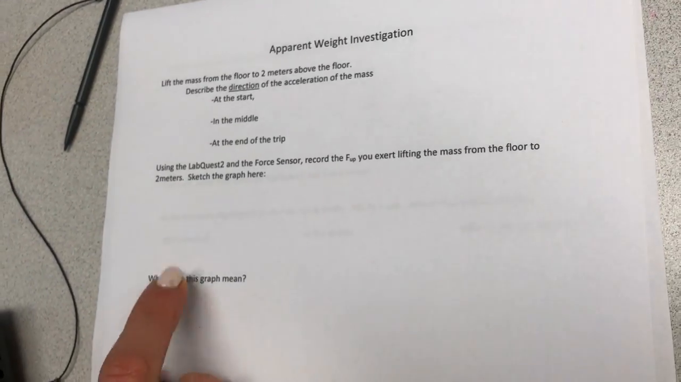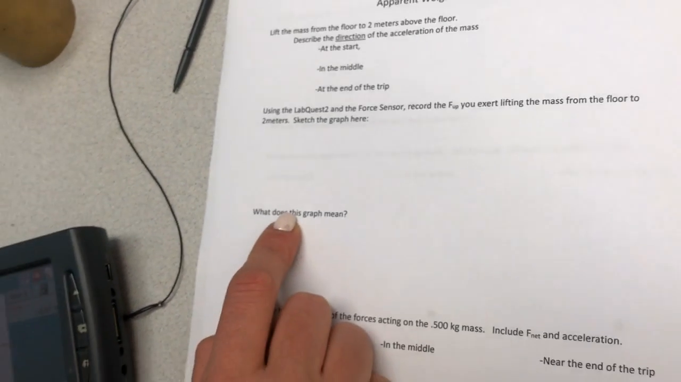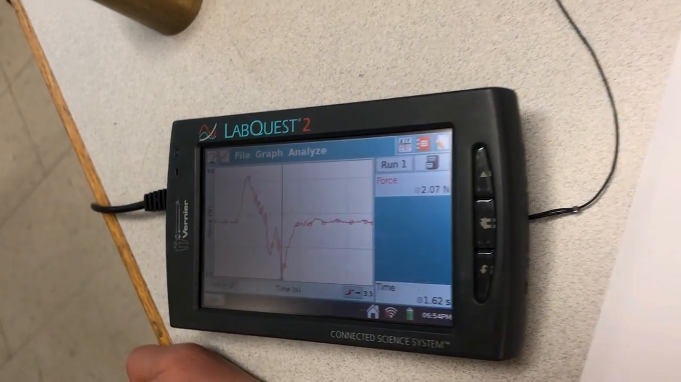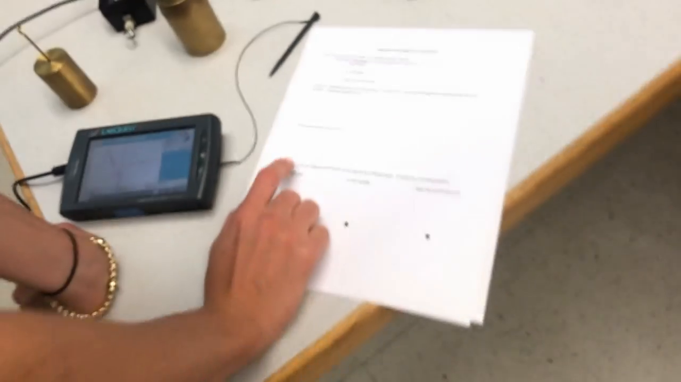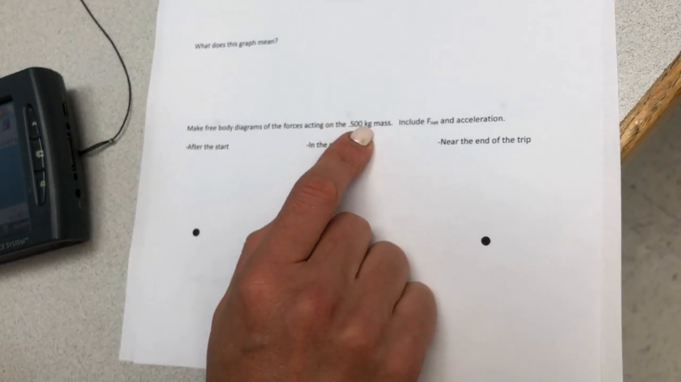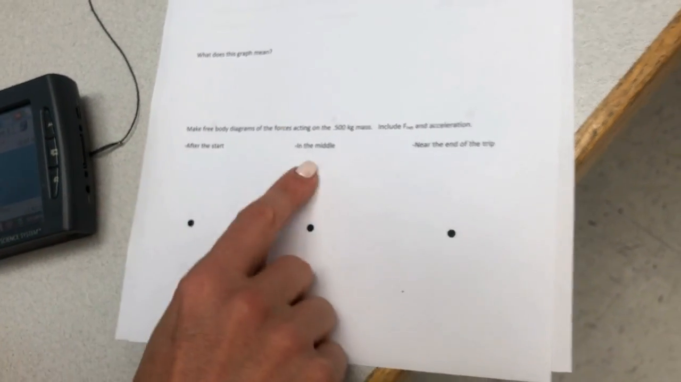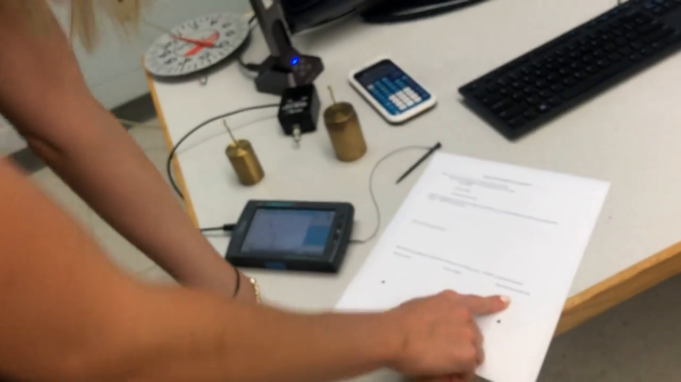Okay. Once you've drawn that, what does this graph mean? So sketch that out. What is going on here? Okay. All right, next step. Make the free body diagram of the forces acting on the mass at the start, in the middle, and near the end of the trip. They can do that, right?